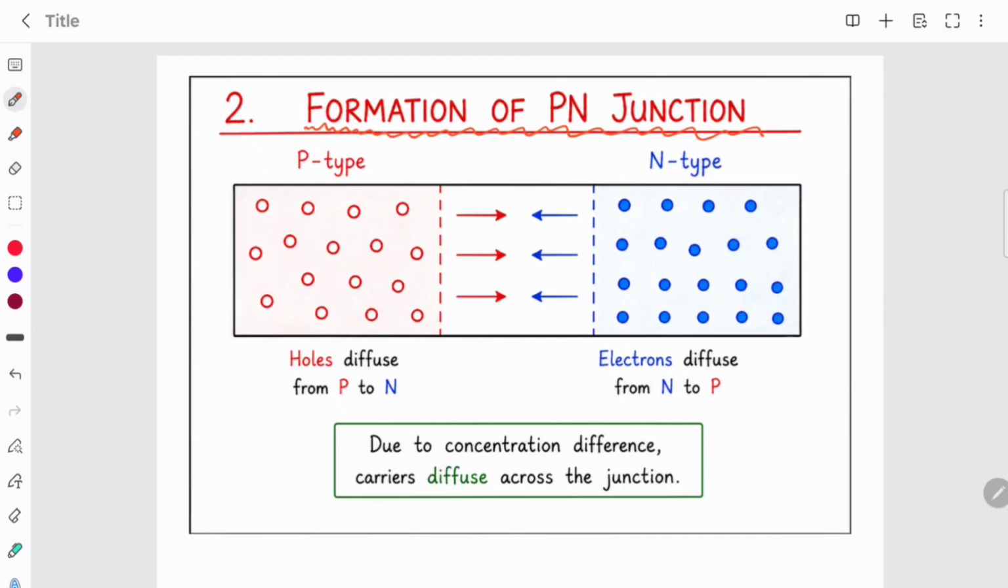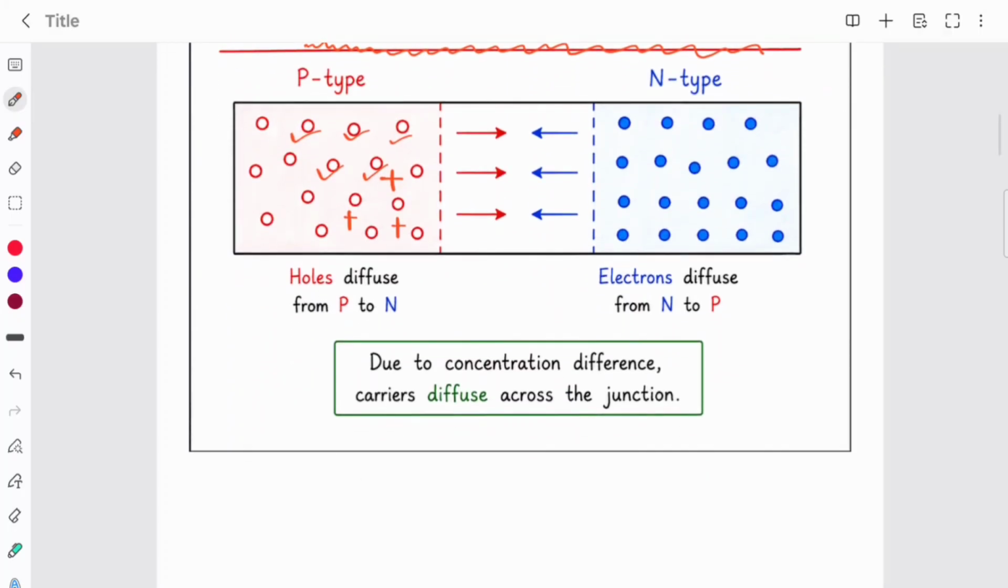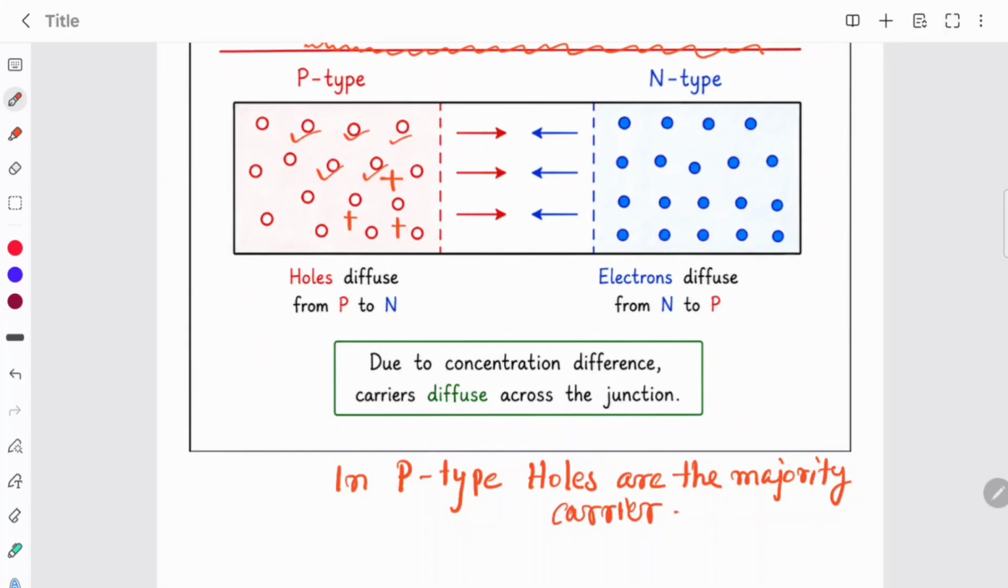First, we'll see the formation of the PN junction. In a p-type semiconductor, holes are the majority charge carriers. A hole represents the absence of an electron and behaves as a positive charge carrier. So in p-type, holes are the majority carriers.